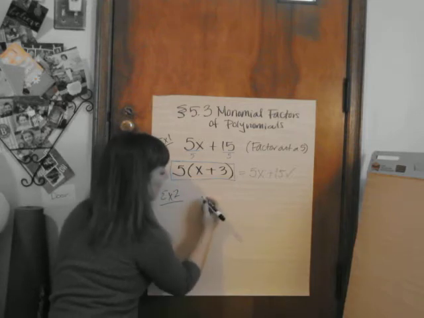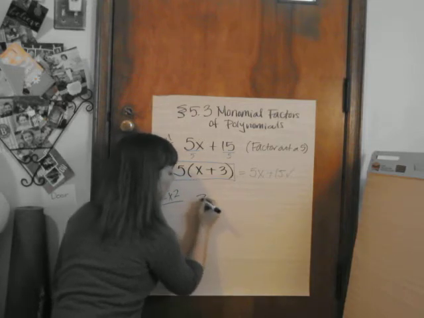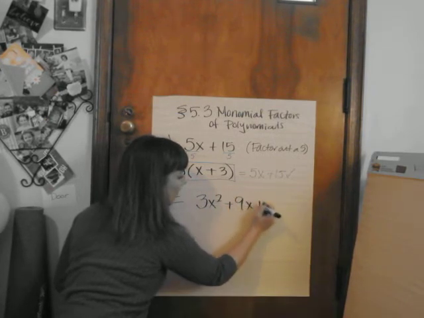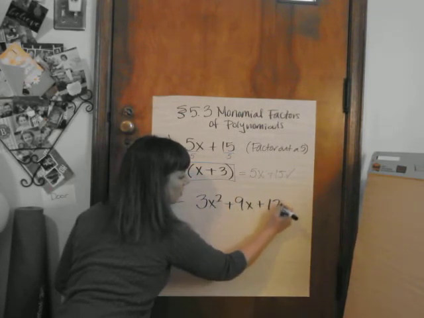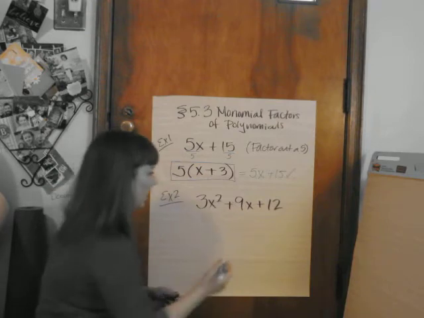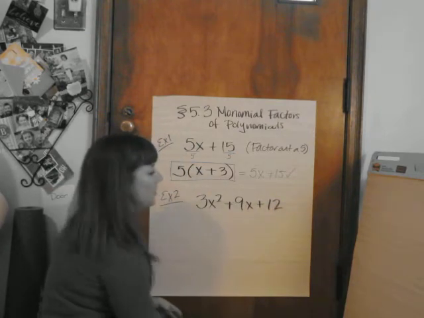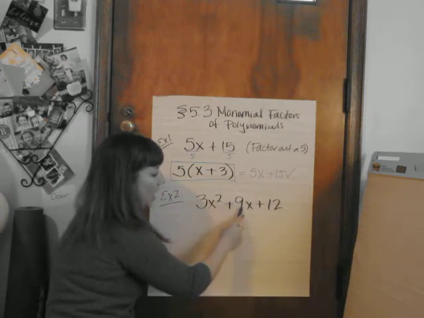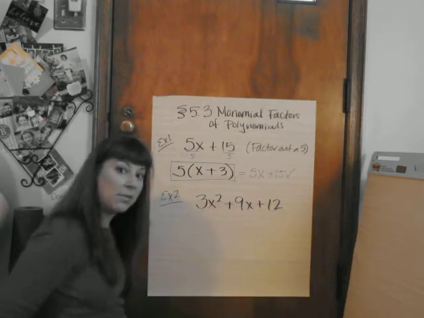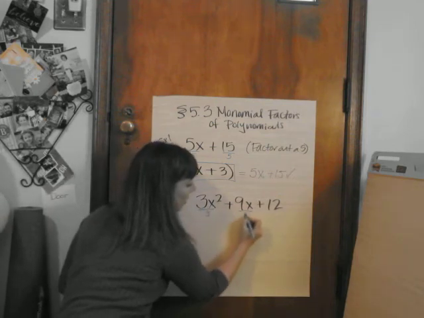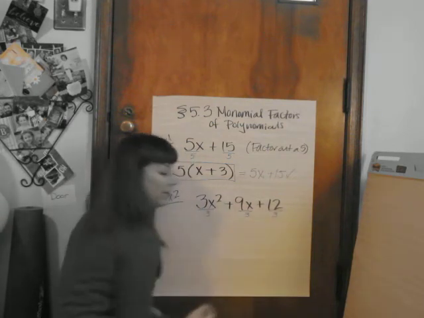We can do it with something a little bit more involved. So you could do it with something like 3x squared plus 9x plus 12. Let's go with that. What are they all divisible by? 3x squared, 9x, and 12. Everything in that polynomial is divisible by a 3. So I can take a 3 out of each.